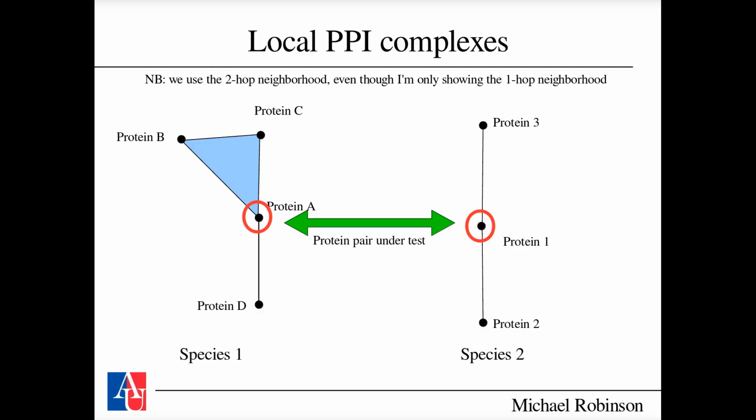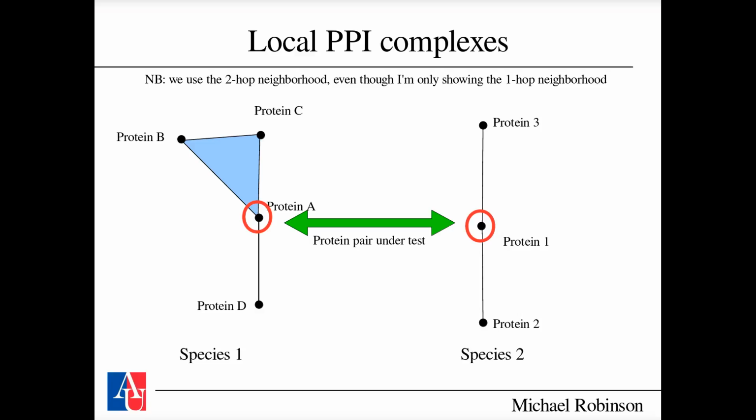I'm showing you only the 1-hop network. Nevertheless, I have 2 species sitting here, and I've got a bunch of proteins: proteins A, B, C, D for species 1, and proteins 1, 2, 3 for species 2. And for whatever reason, I've zeroed my attention in on protein A and protein 1. I suspect that they're related.